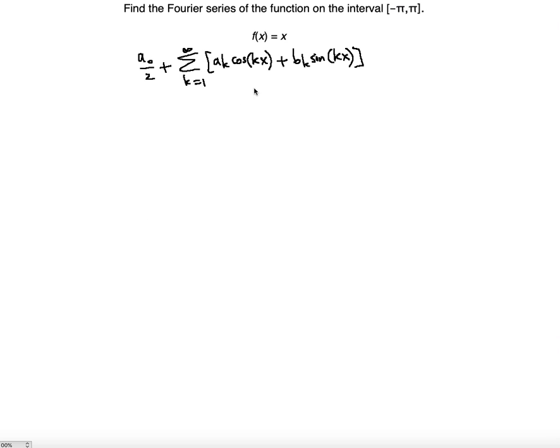We want to find the Fourier series of the function, integral from negative pi to pi, and the function is x. We know this is the form of the Fourier series that we're going to use, so we're going to find a naught first, which is going to be 1 over pi integral from negative pi to pi of the function itself, x dx.